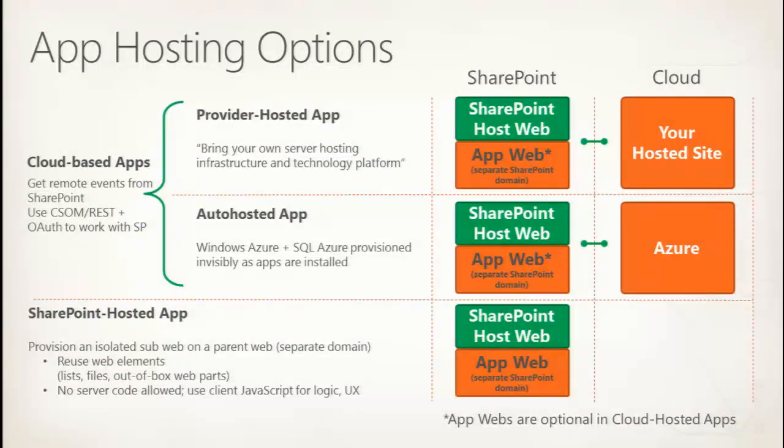So when we look at the different hosting options for apps, we have two cloud-based models. There's some confusion around where the code runs in the cloud. Does it have to run on Azure? Does it run on-premise? Well, that's the provider-hosted app model. If I want my infrastructure for my business logic to run in some other hosted service, or if I want that to run on-premise, I'm looking at the provider-hosted model. If I want everything auto-deployed and provisioned, with a tenant in Azure to do that, that's the auto-hosted model. There are some constraints around that, but we'll go through that.